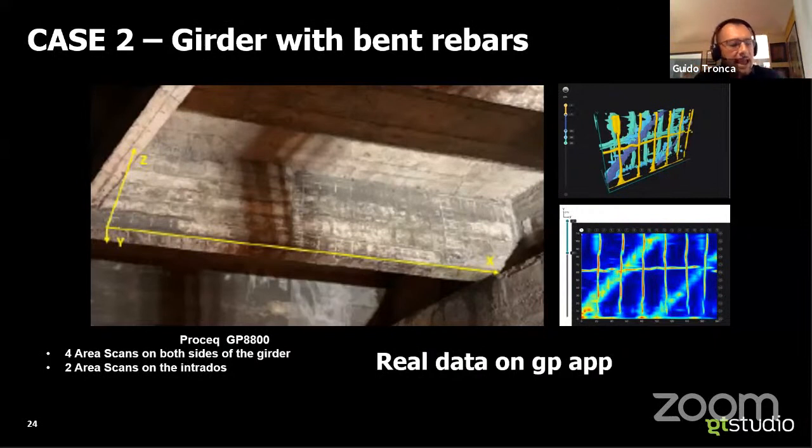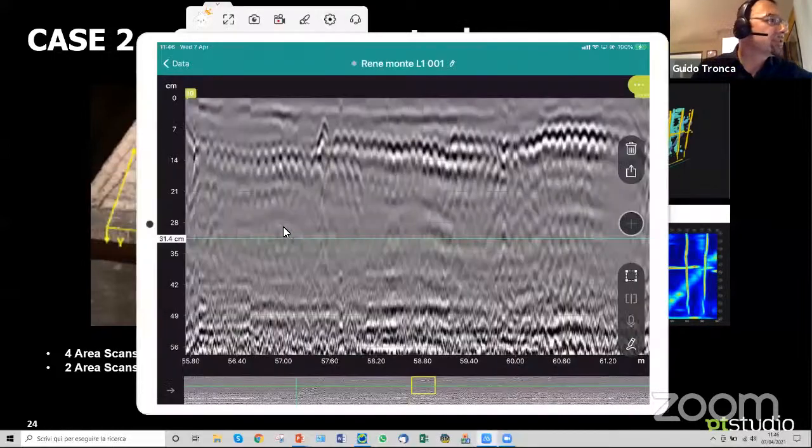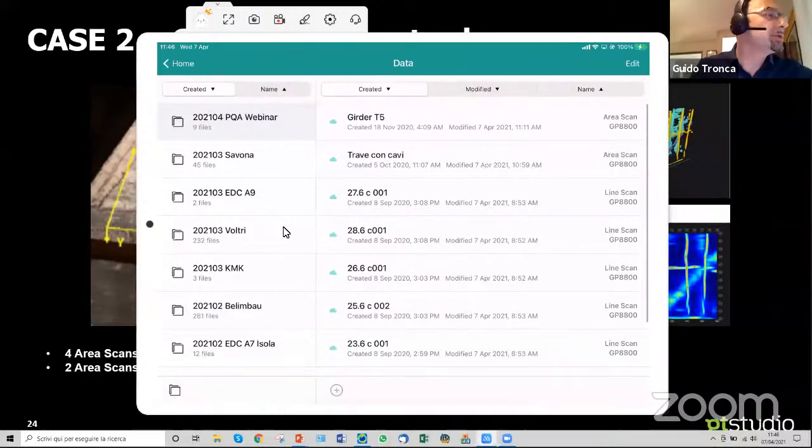In this case, we were looking at validating a standard approach for the verification of structural elements where as-built drawings are not available, and so all information is useful for recalculation. In this case, this is a highway bridge, a number of different locations, just like the ones you see, were investigated, and we performed a number of aerial scans on both sides of the element and on the intrados. Okay, this brings me to the second case that I want to share with you.